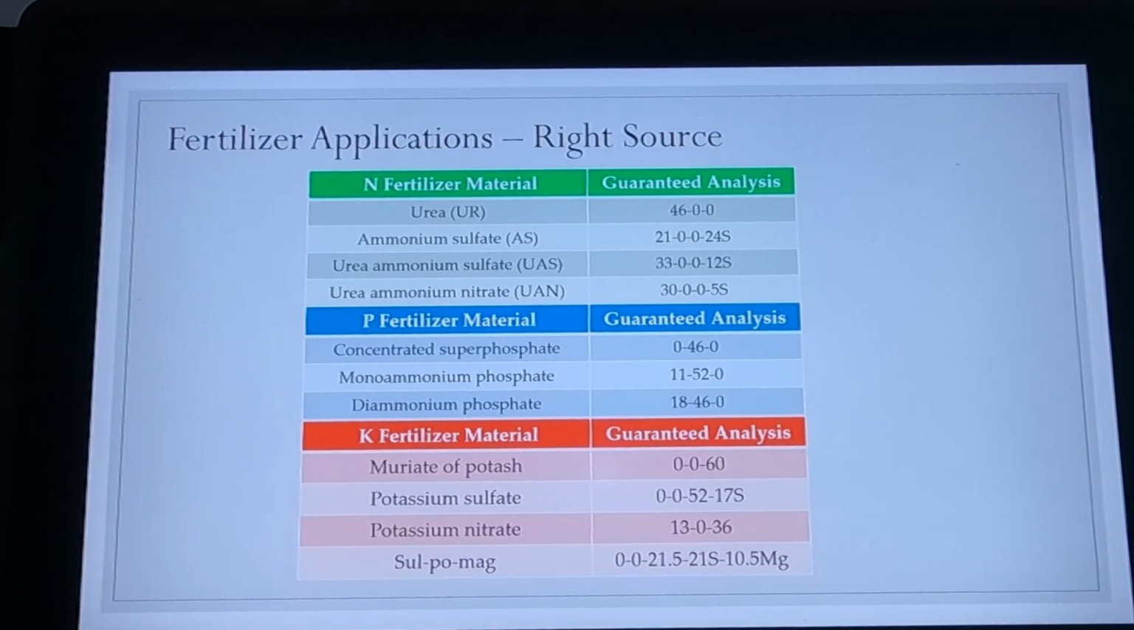And then finally, the right source. Again, this is leading into fertility. We've been working with some of these fertilizers all semester. The 46-0-0, there's our concentrated superphosphate, and our muriate of potash. Those are going to be the three. Your phosphorus material is going to be a little different, but those are going to be the main three fertilizer sources that you use.